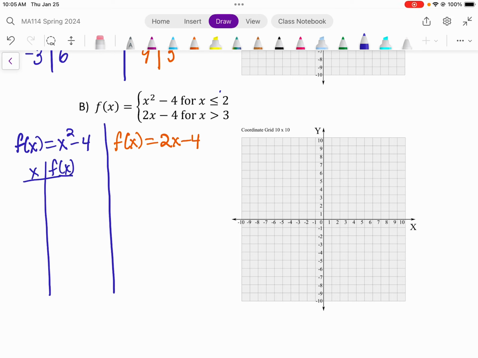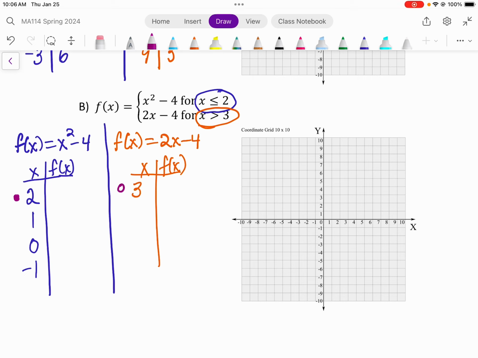All right, again, I'm going to look here to see where I start my table. I'm going to start this one at 2, and it is equal to, so that tells me my opening point will have a closed-end dot. And then I'm going to go less than 2, so things less than 2, like that. And then for the orange one, it's greater than 3. So I will start with 3, but because it's just greater than, I will have an open circle. So that way we can graph all points up to 3, but not including 3 when x is 3.